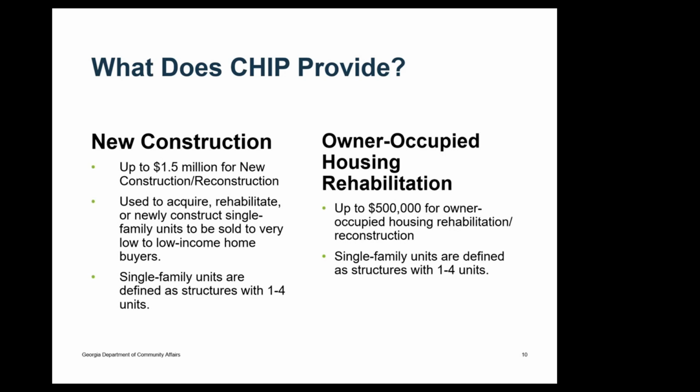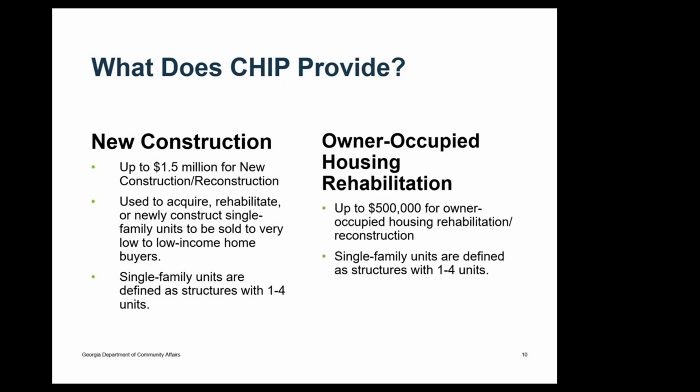Homes have to be sold within 9 months after we complete. So a lot of the things that we tell you or that you have to do are not necessarily always CHIP rules, but also federally mandated HOME rules. As a part of this, you have to make sure that the homes are sold to low to moderate income home buyers. What we are allowing is that all the homes have to be single family units, and they are defined as structures of 1 to 4 units.